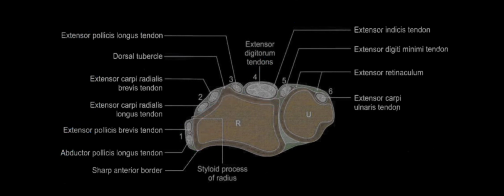Coming to the inferior surface, the inferior surface has a small triangular area in the lateral part and a quadrangular area in the medial part. The triangular area articulates with the scaphoid and the quadrangular area articulates with the lateral part of the lunate. That's all about gross features and attachments. Now let us see the ossification of radius.